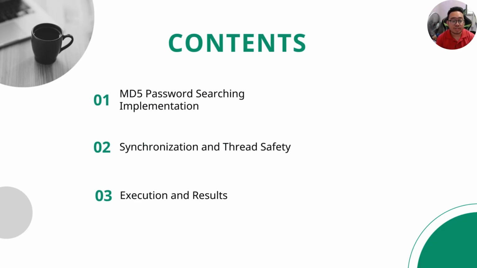Our presentation is divided into three technical sections. The first is the implementation logic of our password cracker. The second is the synchronization method used for thread safety. And lastly, the execution and results, including a live demonstration. Our goal is to solve the computation-intensive problem of checking over 700 billion combinations for a 6-character password by leveraging Java concurrency libraries.